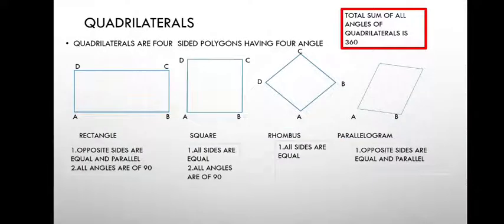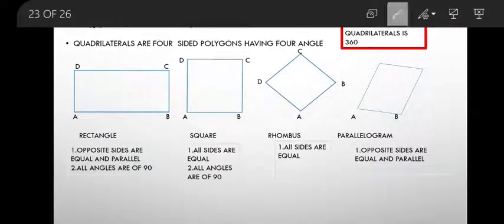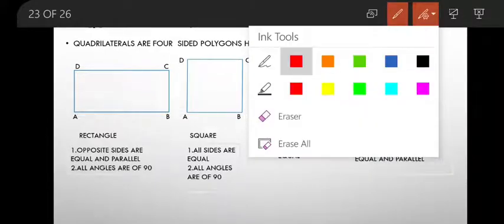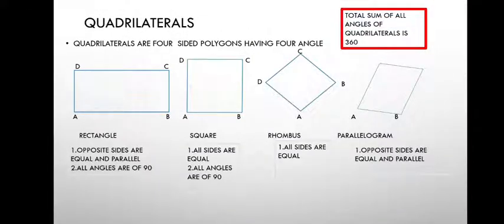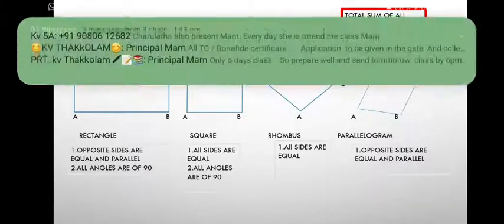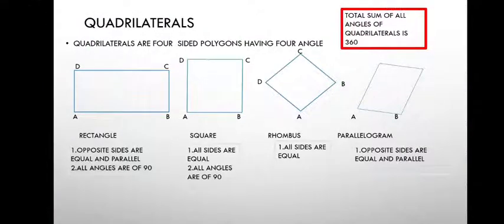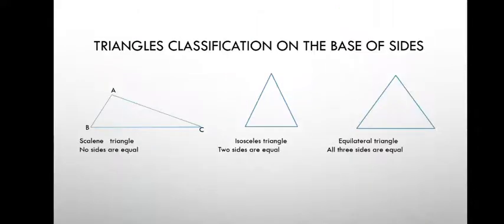Quadrilaterals are 4 sided polygons having 4 angles, and the sum of all 4 angles of a quadrilateral is 360 degrees. The first quadrilateral is a rectangle, second is a square, then a rhombus, then a parallelogram.